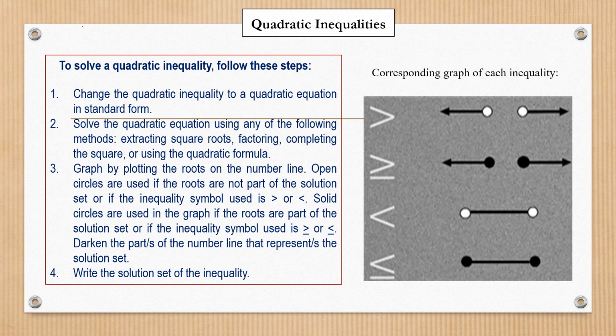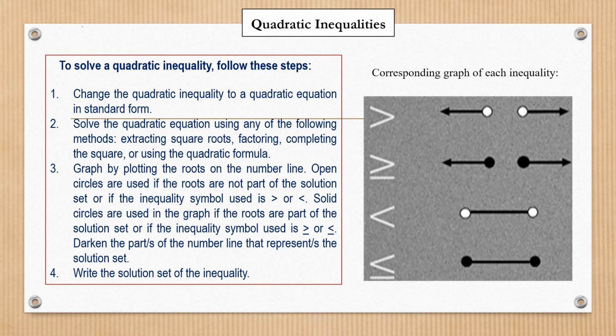Graph by plotting the roots on the number line. Open circles are used if the roots are not part of the solution set or if the inequality symbol used is greater than or less than. Solid circles are used in the graph if the roots are part of the solution set or if the inequality symbol used is greater than or equal to or less than or equal to.